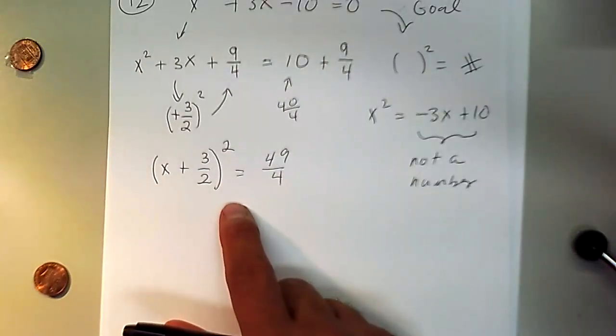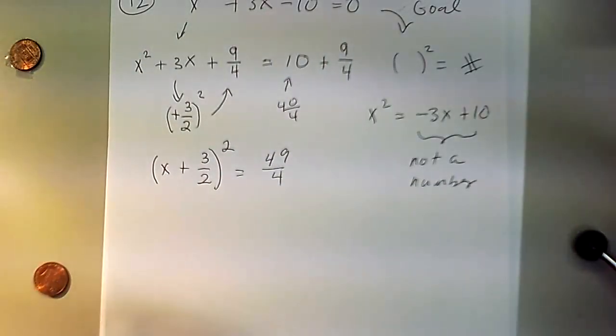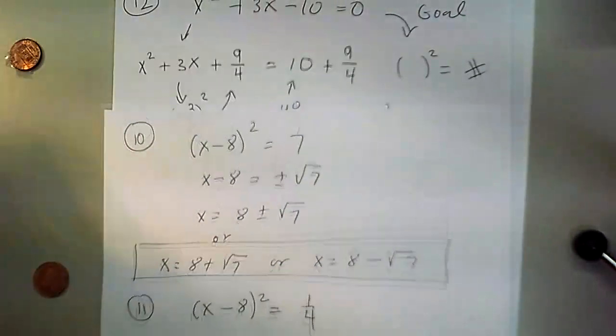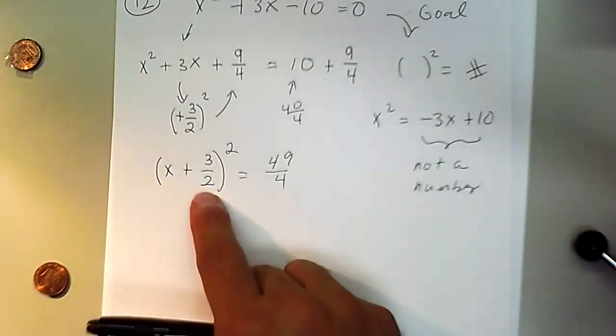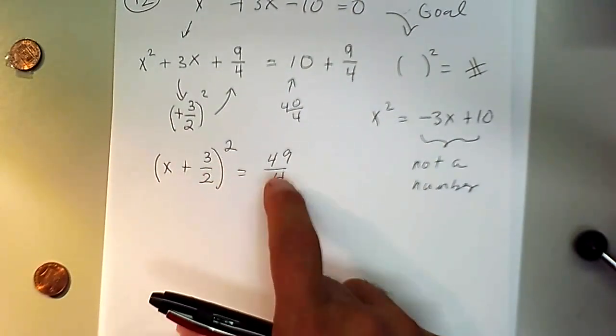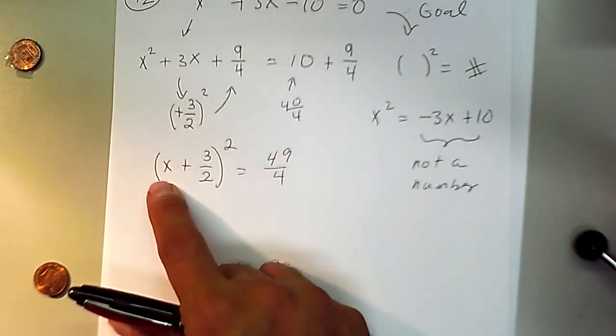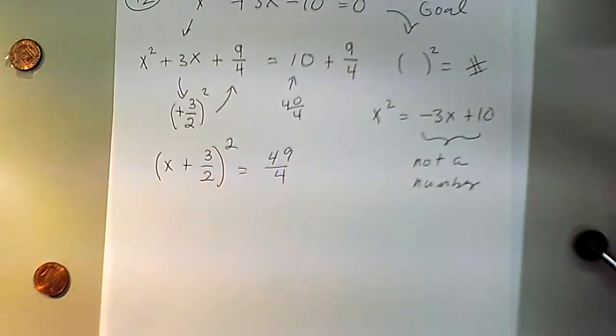So now we got to this. Something squared equals a number. Something squared equals a number. No x in here. If we have an x in here, we're doing something wrong. The x has to be only on one side of the equation, not on both sides of the equation.